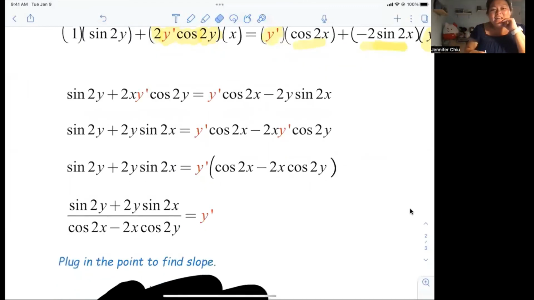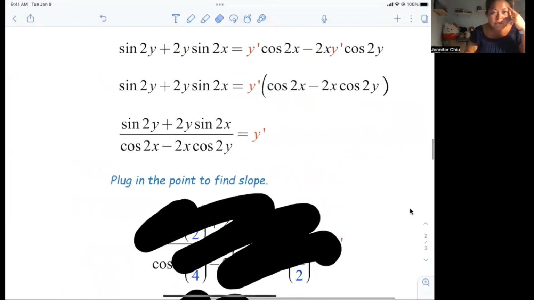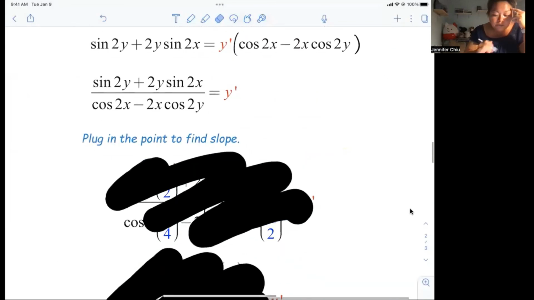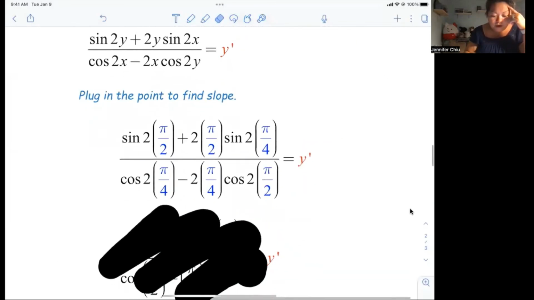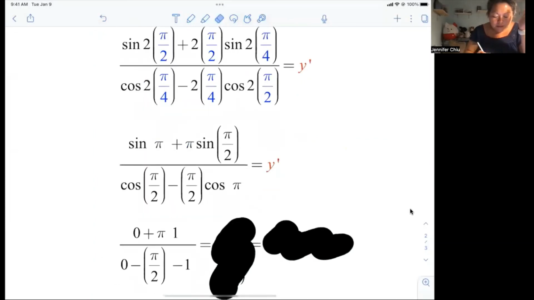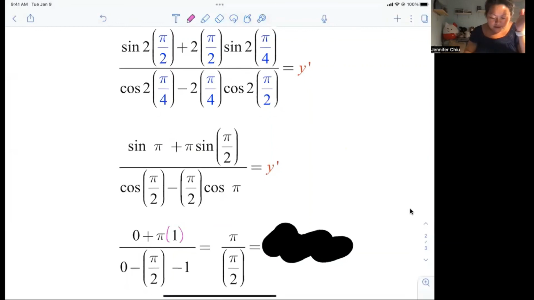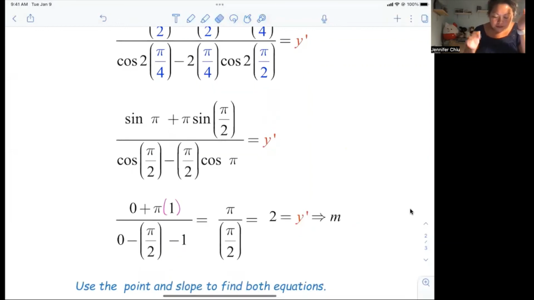Okay. Now, how do I find slope? Again, plug in the point to find slope. What is my point? Pi over 4 and pi over 2. So pi over 4 for x, pi over 2 for y. So clean up, clean up, clean up. I get my y prime to be, oops, sorry. I have a parentheses here that I keep forgetting. I have my y prime to be 2. Wow, this is pretty nice. So I have a 2. 2 is my slope, right?